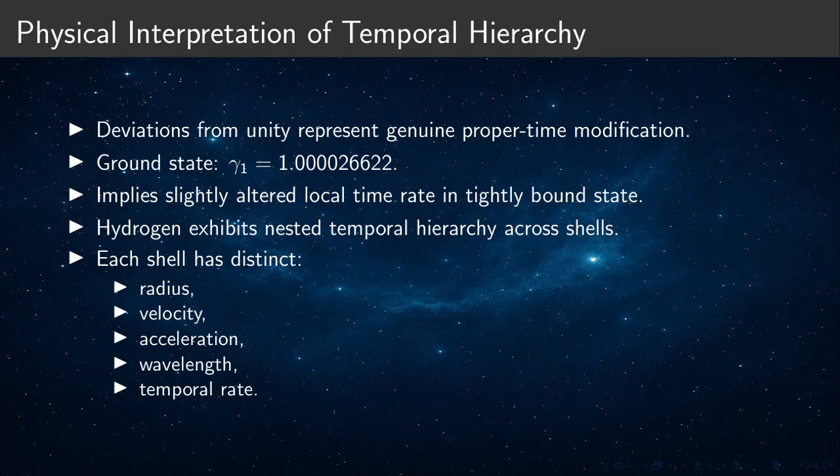This is consistent with Einstein's principle that energy density modifies space-time structure. The hydrogen atom therefore exhibits a nested hierarchy of temporal states, where each shell corresponds not only to distinct values of radius, velocity, acceleration, and de Broglie wavelength, but also to a distinct local rate of time evolution.